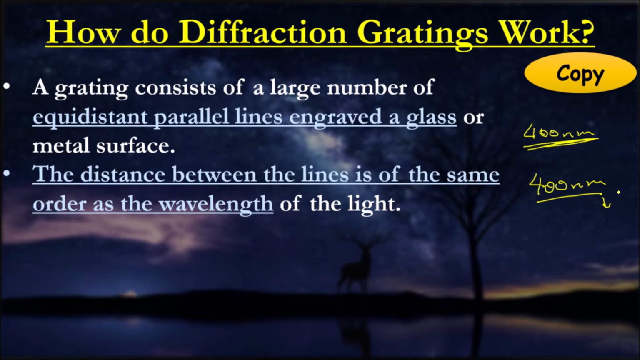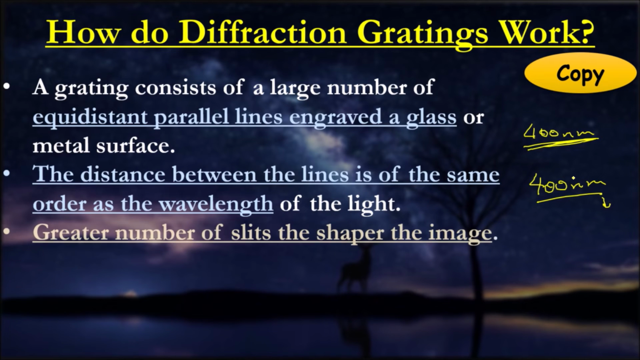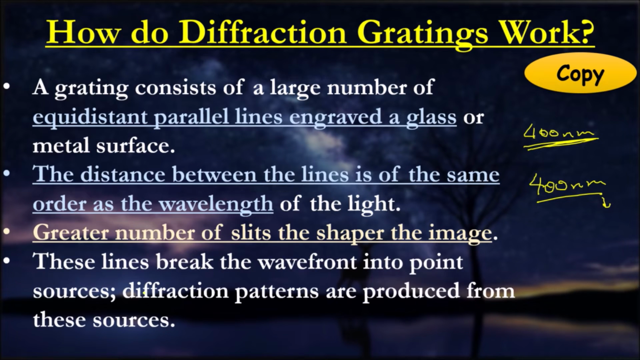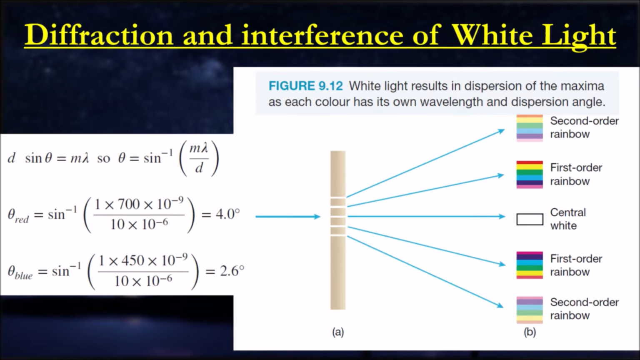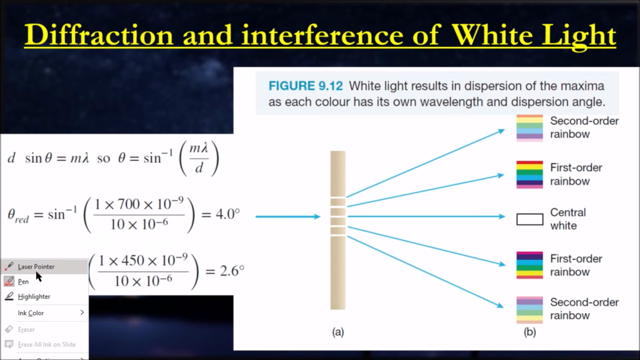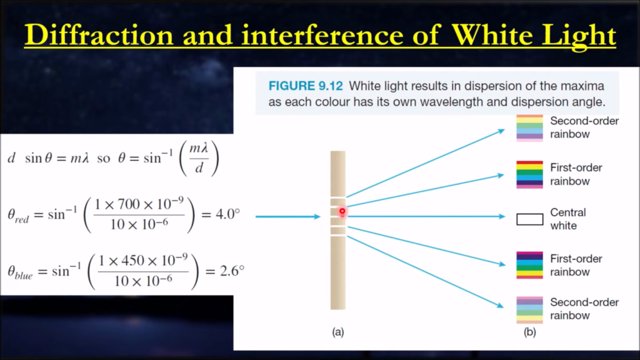Or it could be slightly bigger. I'll have to check on that, but it needs to be close to the separation of the slits. The more slits you have, the sharper the image. These lines break the wavefront and cause a diffraction pattern to occur. If we look at the calculations of this, let's say we have a white light source and we run it through a diffraction grating. The center will be white, and then you'll have the rainbows forming there.